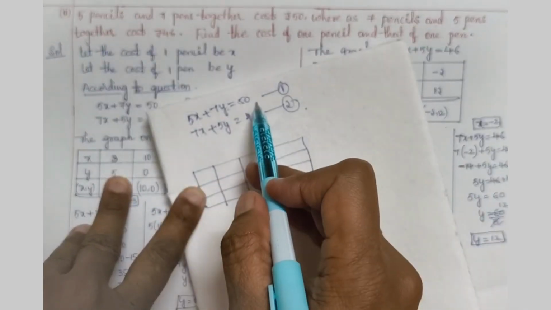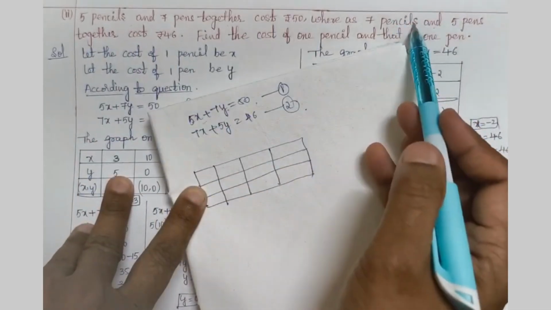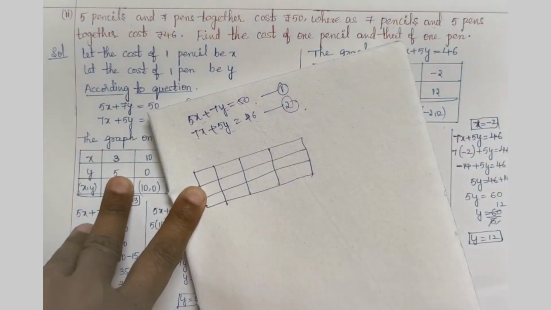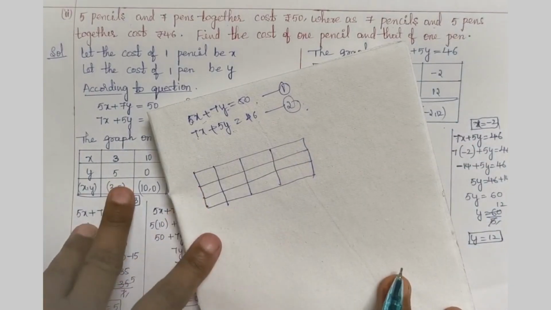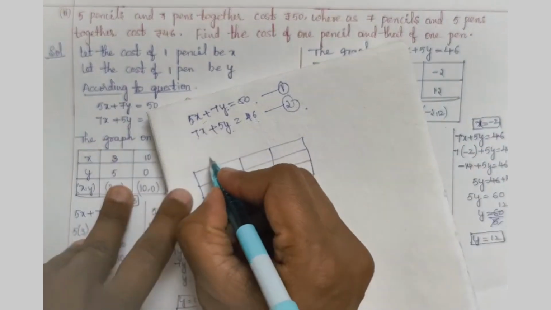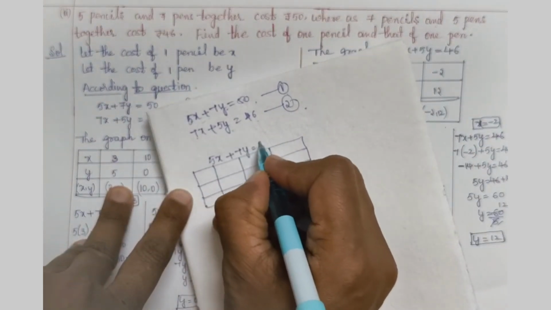5x plus 7y is equal to 50 rupees. Next, 7 pencils plus 5 pens: 7x plus 5y is equal to 46. This is the second equation. So we will make the boxes and draw the graph. First, I will take 5x plus 7y is equal to 50.